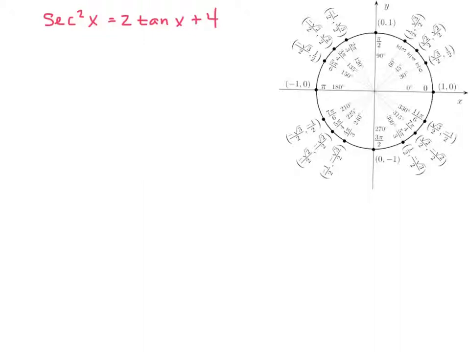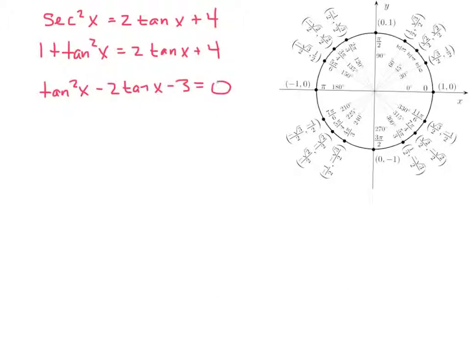Secant squared x equals 2 tan x plus 4. So we're going to use the same thing that we did last time in trying to make this all one trig function. Secant squared x is the same as 1 plus tangent squared x from our identities. So this equals 2 tangent of x plus 4. I'm going to move everything to one side and combine like terms to get tangent squared x minus 2 tangent x minus 3 equals 0.